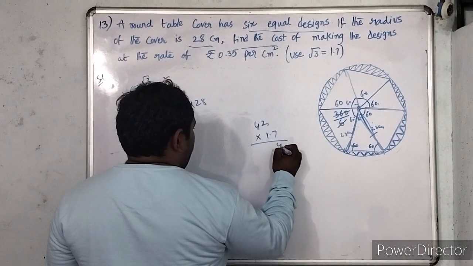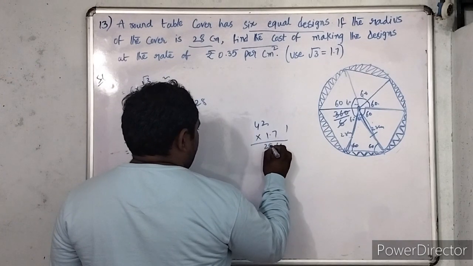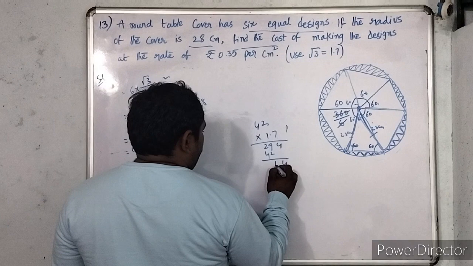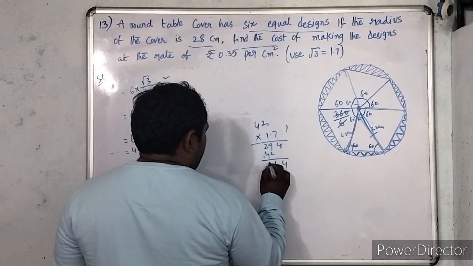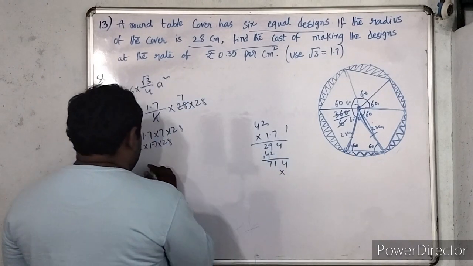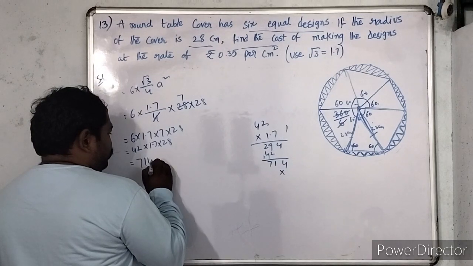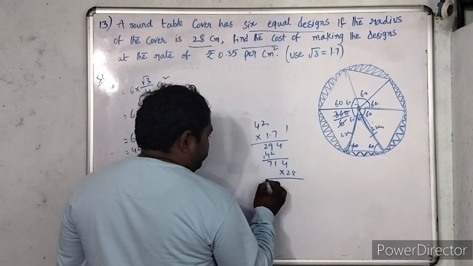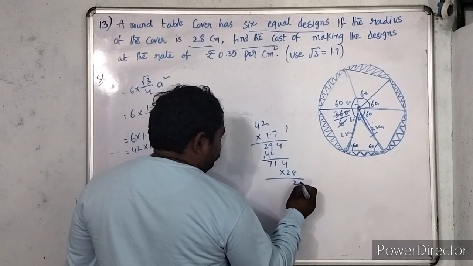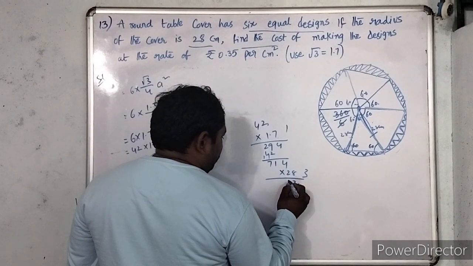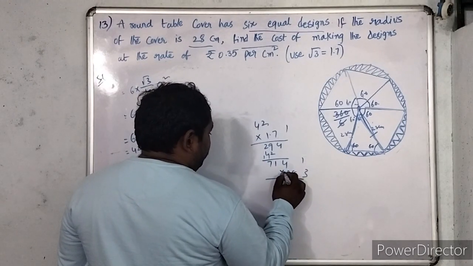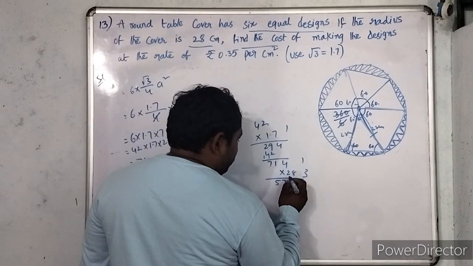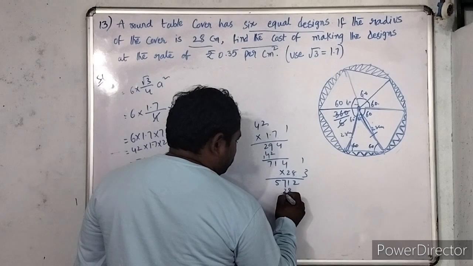7 2s are 14, 7 4s are 28 plus 1 is 29, 1 2s are 2, 1 4s are 4. 4, 11, 7. 7 1 4 again. These two give 7 1 4. This is 28. On multiplying this with 28 we will get 8 4s are 32. 8 1s are 8 plus 3, 11. 1 carry. 8 7s are 56 plus 1, 57. 2 4s are 8, 2 1s are 2, 2 7s are 14.